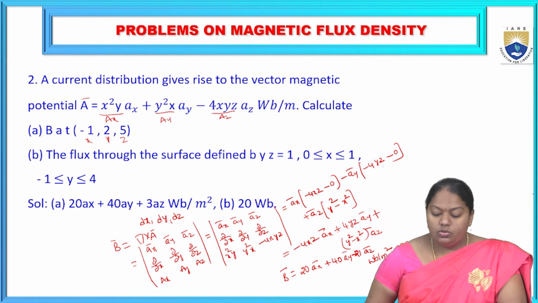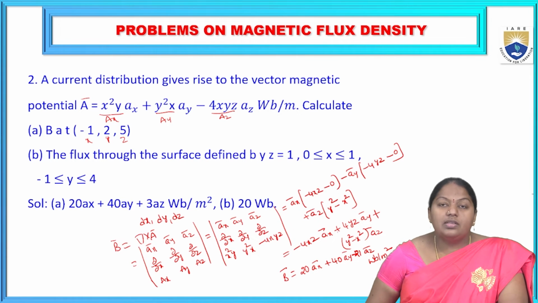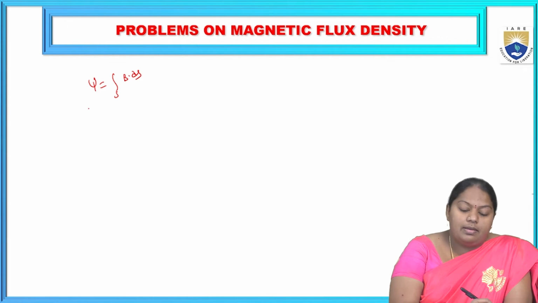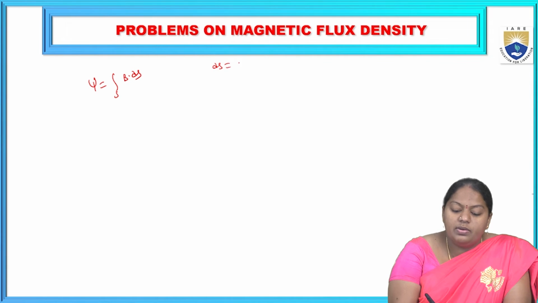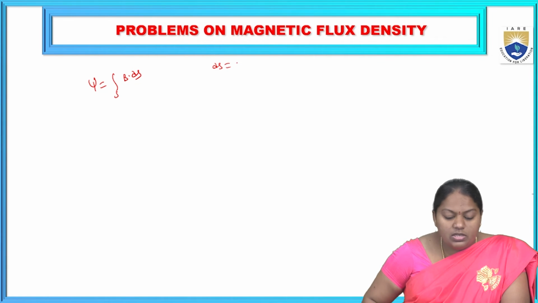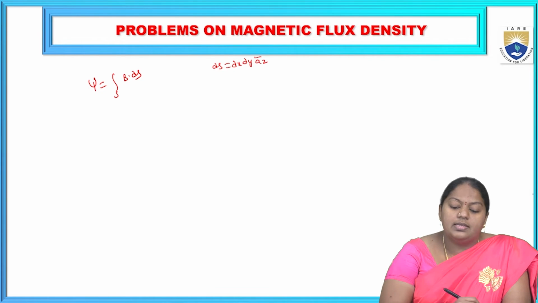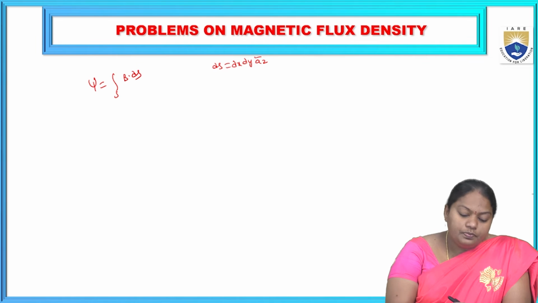Again, in this case also, we are supposed to evaluate the flux through the surface defined by, see, x and z given values. As we know, psi is equal to integral over S of B dot dS. The variables given are x and y, hence dS is equal to dx dy az, to be considered. Now psi is equal to integral.